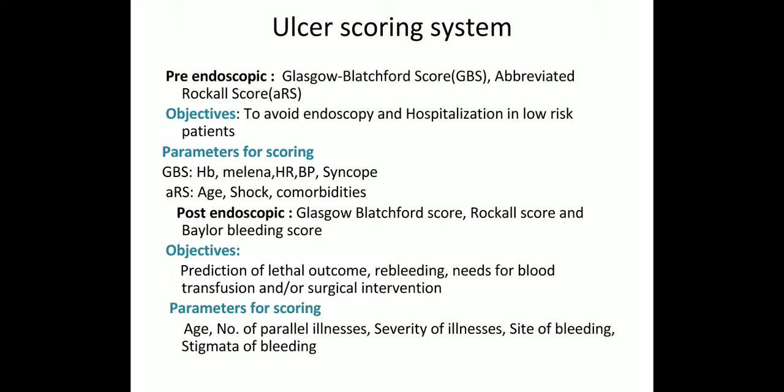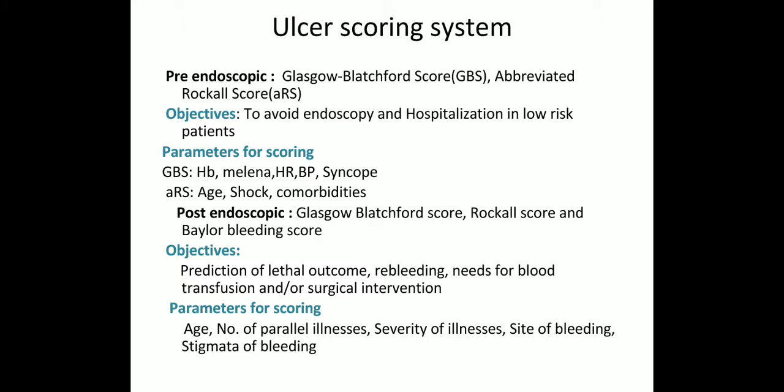And if you see the post-endoscopic scoring system, it is used to manage the peptic ulcer disease, as well as the other complications, that is lethal outcome. All these will be assessed. There are three very popular post-endoscopic scoring systems, that is Glasgow Blatchford score, Rockall score system. These are common for both pre-endoscopic as well as post-endoscopic scoring systems. And one more thing is the Baylor bleeding score.